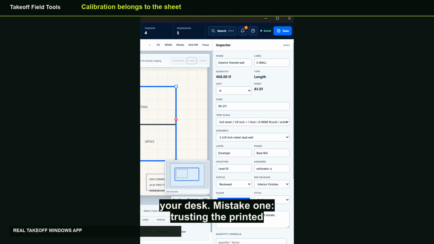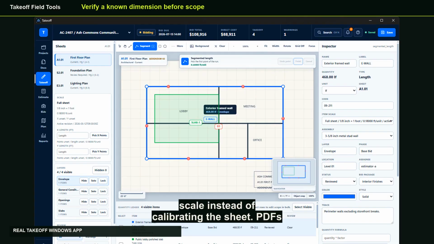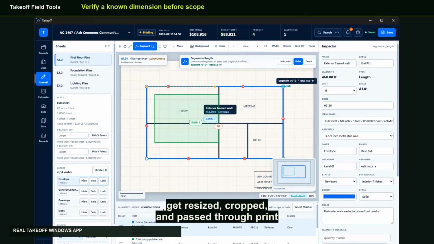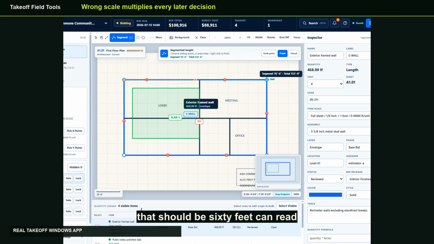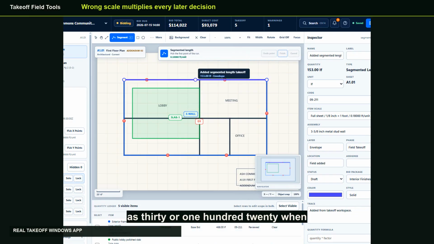Mistake 1. Trusting the printed scale instead of calibrating the sheet. PDFs get resized, cropped, and pass through print drivers. A note that says 1/8 inch equals 1 foot does not protect you if the page itself changed. A wall that should be 60 feet can read as 30 or 120 when the wrong scale is applied.